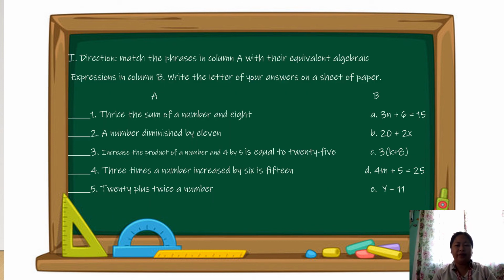For exercise 1, the direction is match the phrases in column A with their equivalent algebraic expressions in column B. Write the letter of your answers on a sheet of paper. Number 1. Thrice the sum of a number and 8. Number 2. A number diminished by 7. Number 3. Increase the product of a number and 4 by 5 is equal to 25. Number 4. 3 times a number increased by 6 is 15. Number 5. 20 plus twice a number.